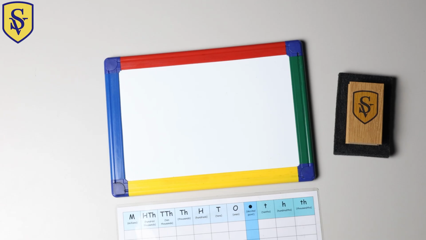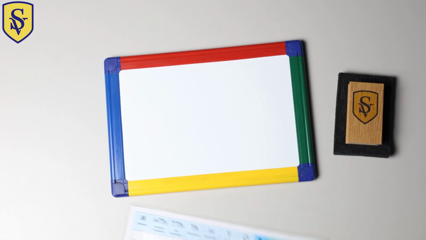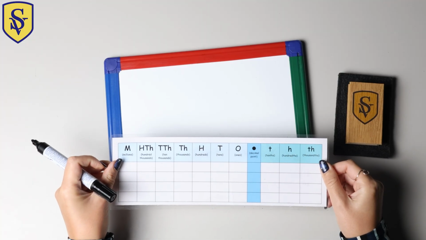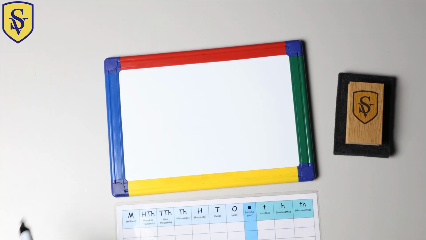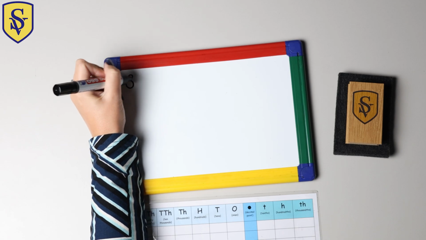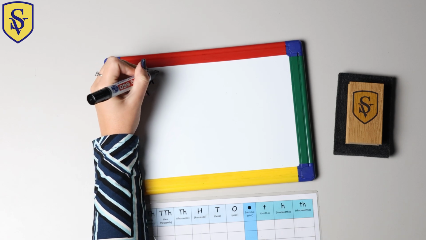This video is going to be multiplying by 10, 100 and 1,000 using a place value grid. So the first thing you need to do is have a place value grid. If you don't have one, you can just draw one. That's no problem. And then the question for this, we're going to start off with 32 times 10.